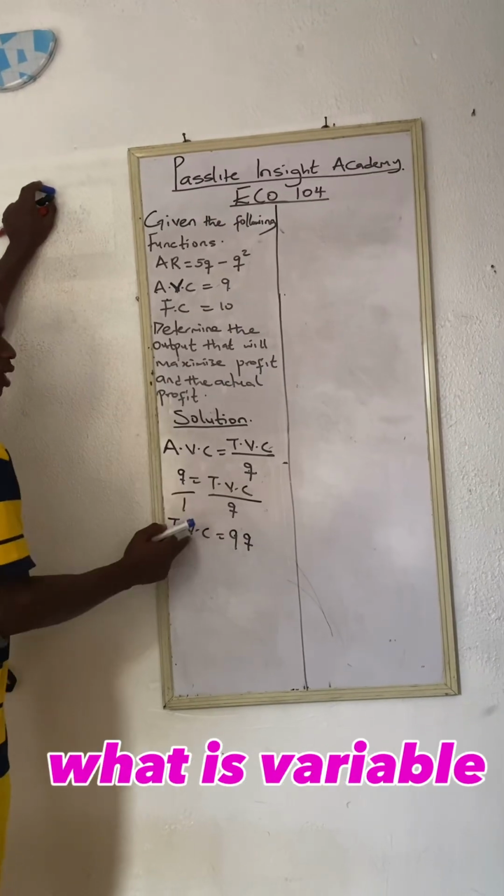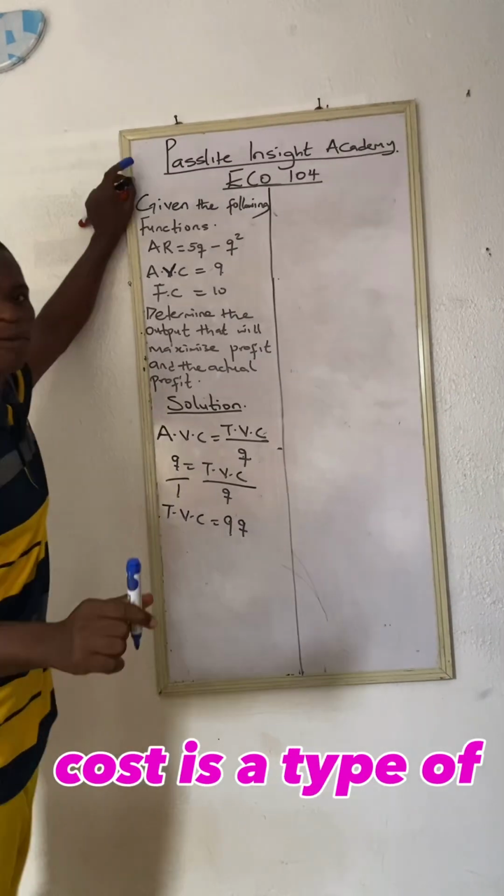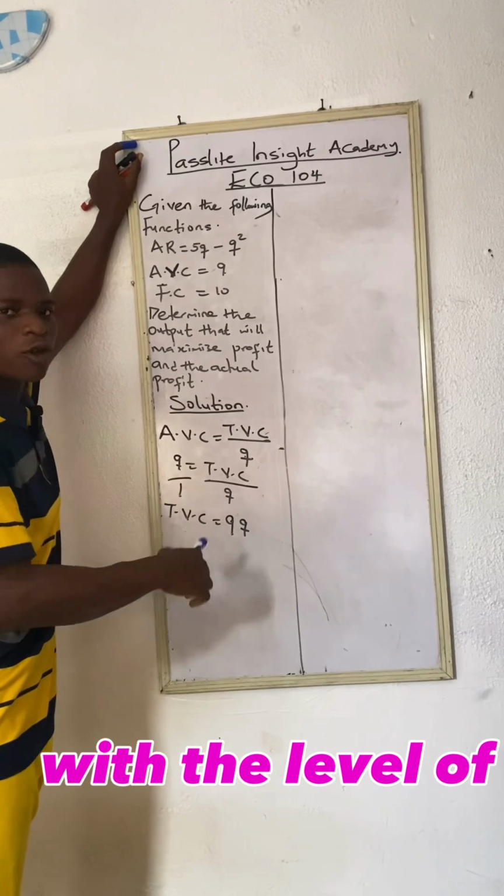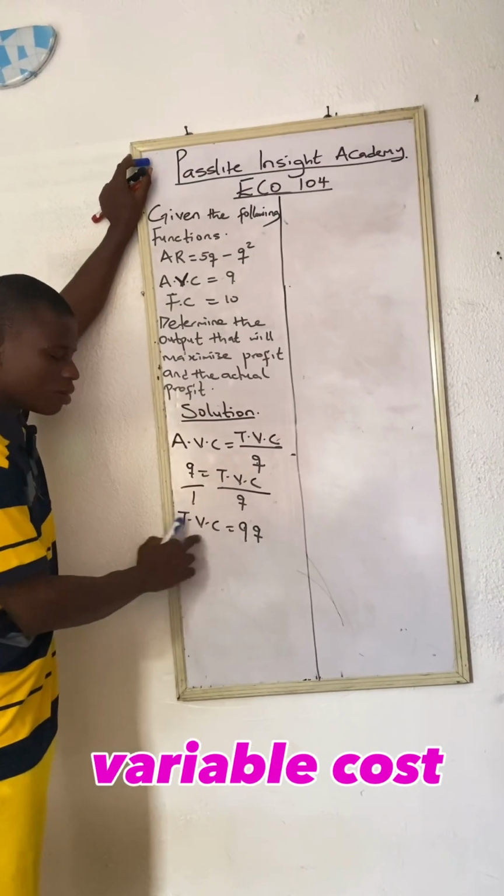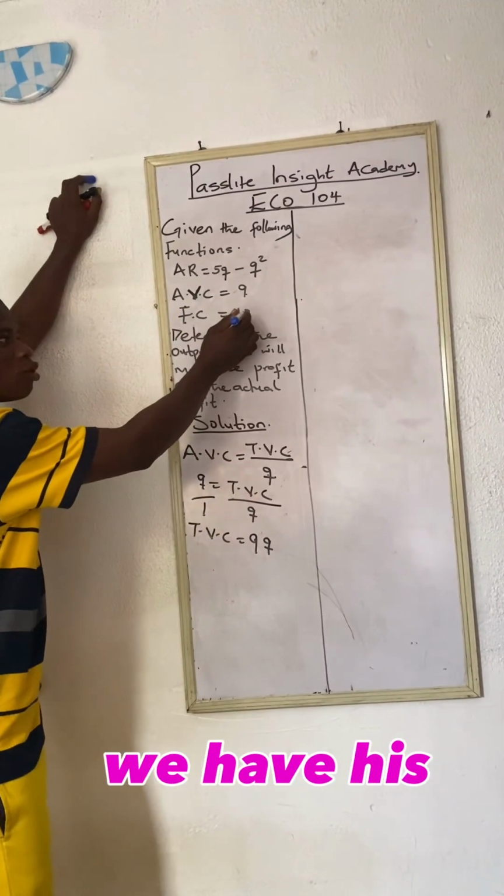So what is the relationship? What is variable cost? A variable cost is a type of cost that changes with the level of output. So that is what we call variable cost. So let's go to fixed cost now. We have a fixed cost of 10.